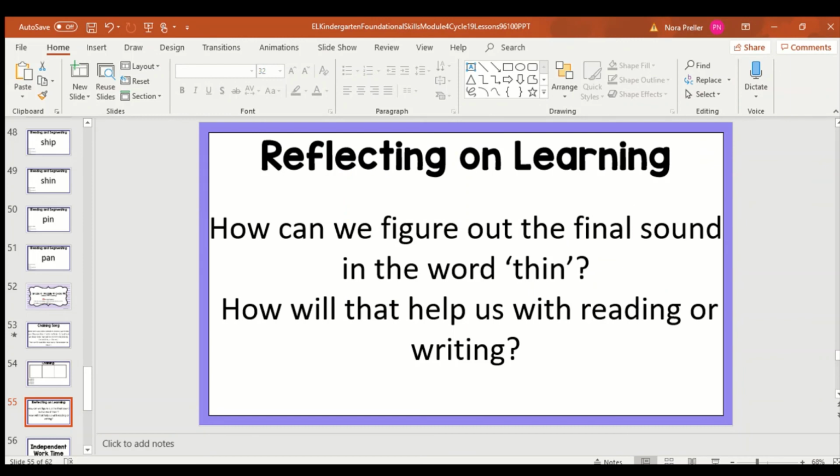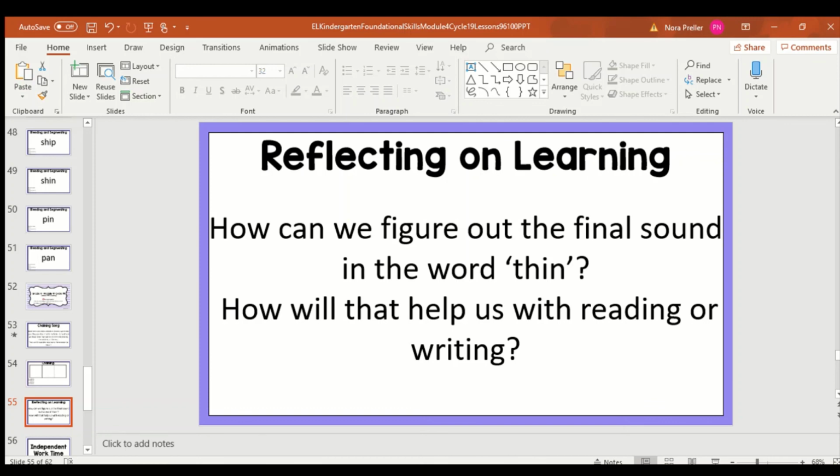Our reflecting on learning question of the day is, how can we figure out the final sound in the word thin? Well, there's a couple ways we can do that, but the one I like the best is I like to tap it out, and the last sound I hear when I tap it out is the final sound. So take that tapper hand, tap out thin with me. Th, i, n, and there's our last sound, thin. How is that going to help us as readers or writers? Well, there's a lot of research that shows that if we can change sounds in words and we can isolate sounds, that means hear just one sound, we're going to be better readers and writers.